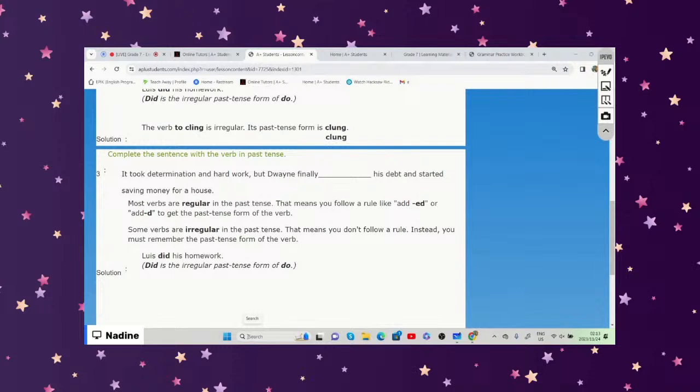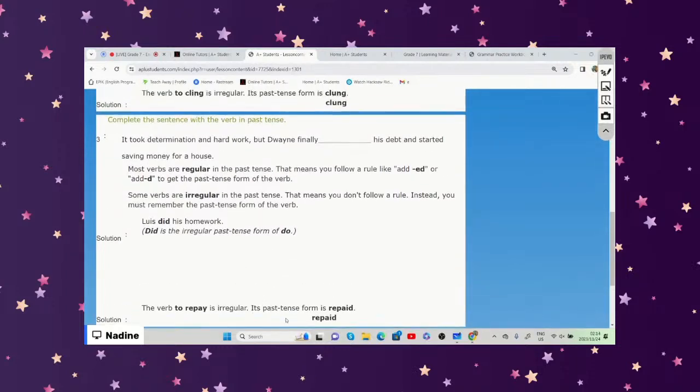So here it says, it took determination and hard work, but Dwayne finally repaid his debt and started saving money for a house. So repaid is the verb in the past tense, right? The present tense form of repaid is to repay.